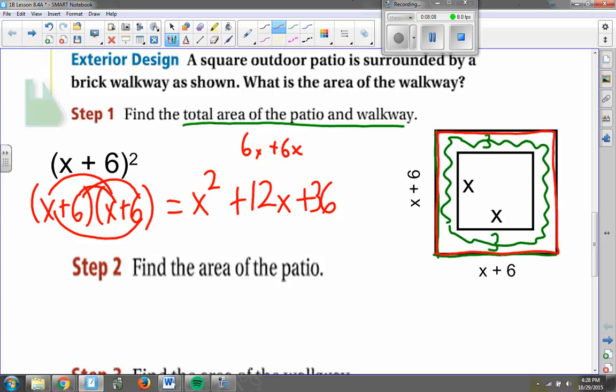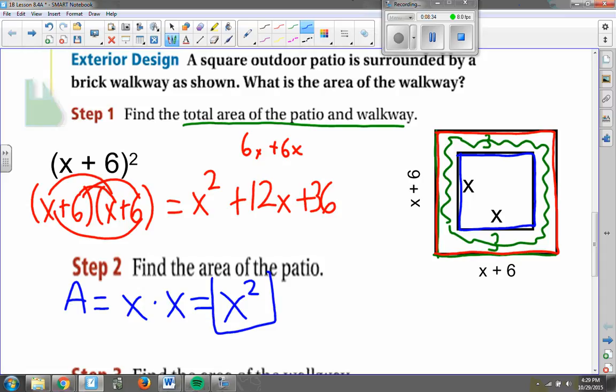Now, if I want to find just the area of the patio, that is going to be this blue square inside here, and that has side lengths x and x. If I want to find the area, it is one dimension times the other dimension. X times x is x squared. So the total area of the patio is just x squared. No FOILing necessary. Nothing fancy, nothing cute there. X squared is the area of my patio.